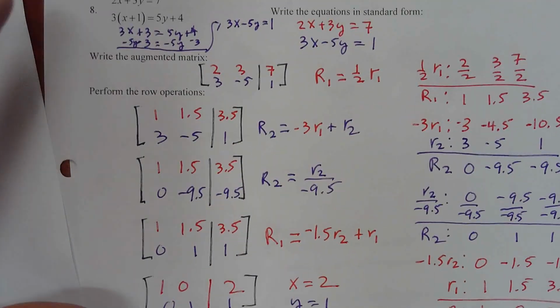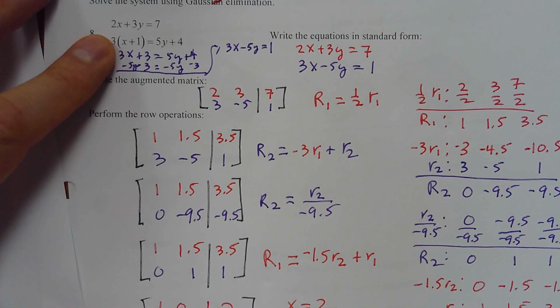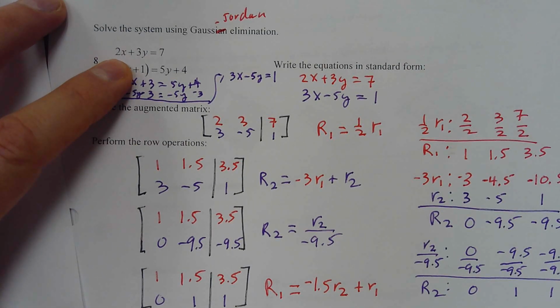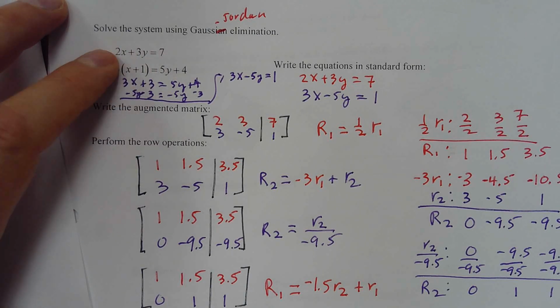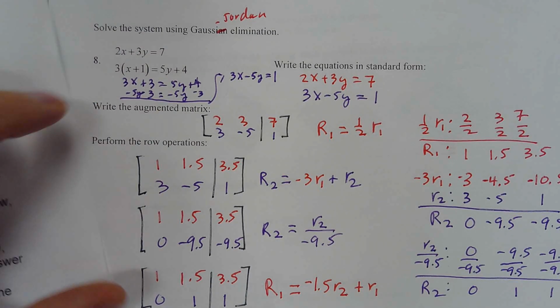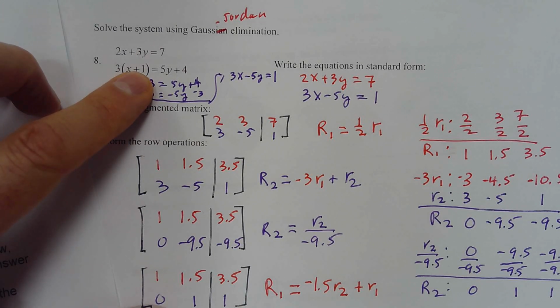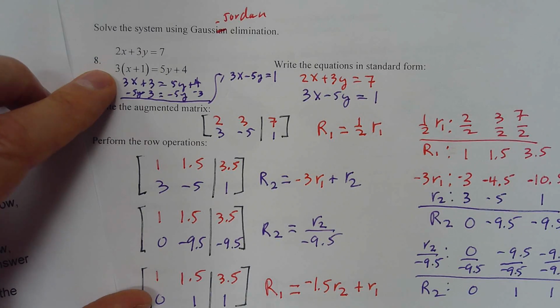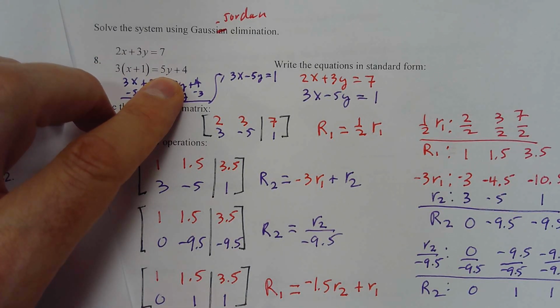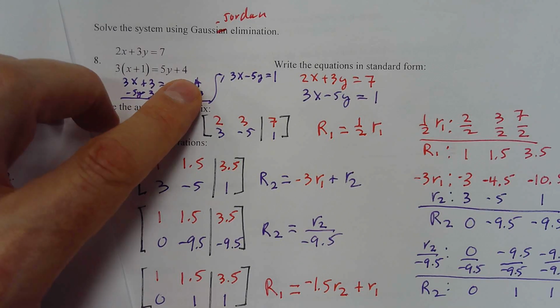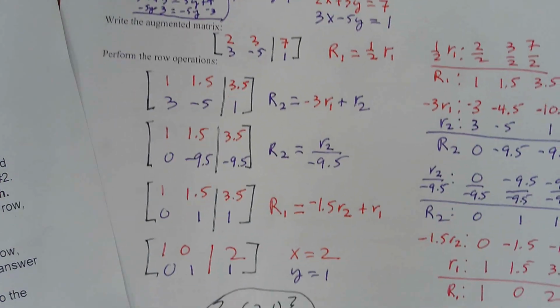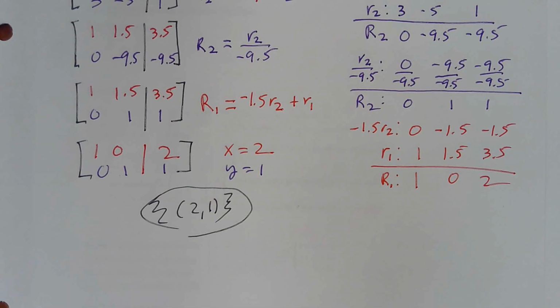Now you can check this. If I go back to my original equation, replace x by 2, y by 1, that's 4 plus 3 is 7. Do the same thing here, replace x by 2, 2 plus 1 is 3, 3 times 3 is 9. Replace y by 1, 5 times 1 is 5, plus 4 is 9. So it does check. So that would be your answer.